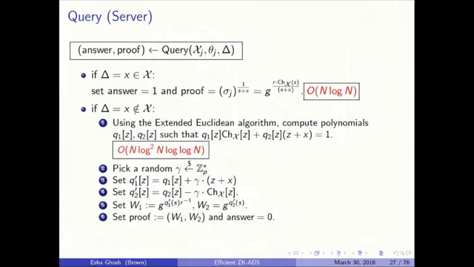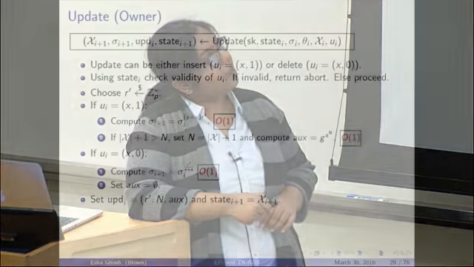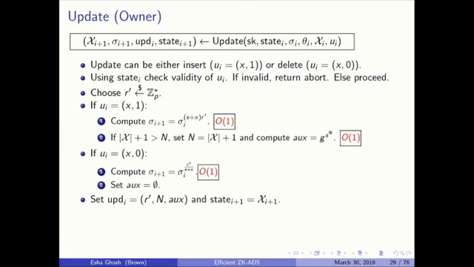So this is the equation that you want to check in the exponent, right? And these gamma factors are set accordingly so that they cancel out in the exponent, and you can verify this. And the update algorithm is also really simple. That's done by the owner. If a new element is added to the set, it just refreshes this sigma I with this new factor and blinds it with a fresh randomness.